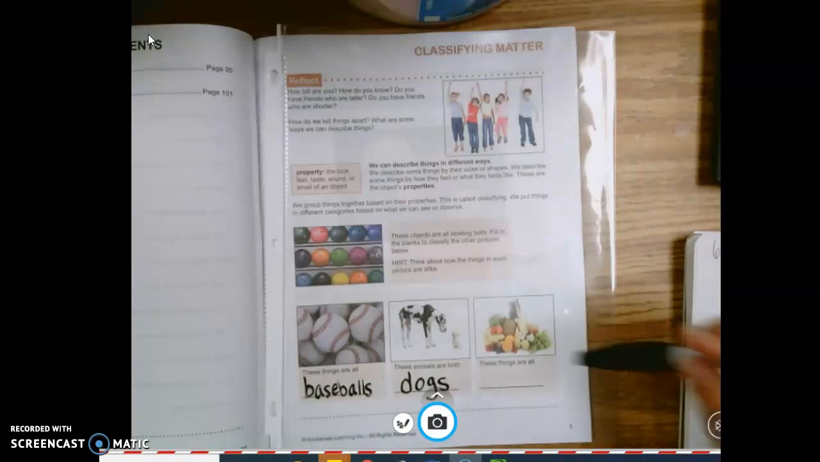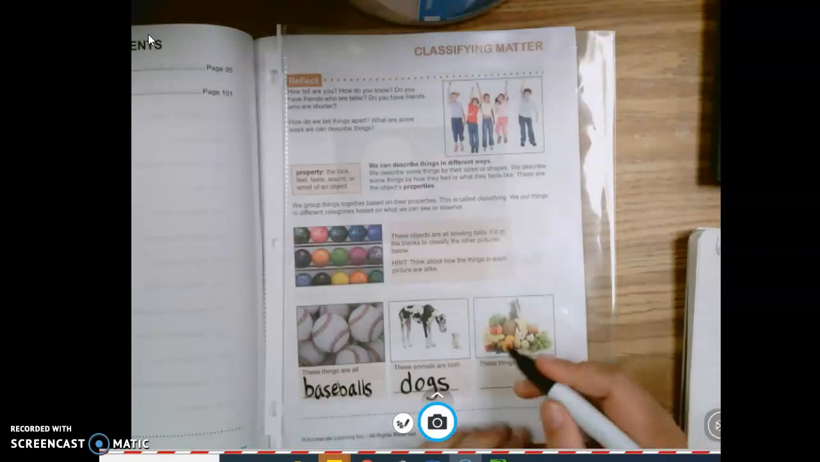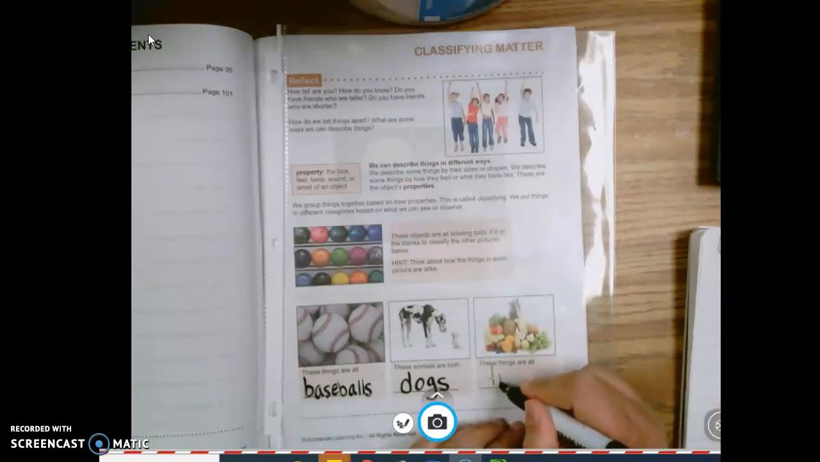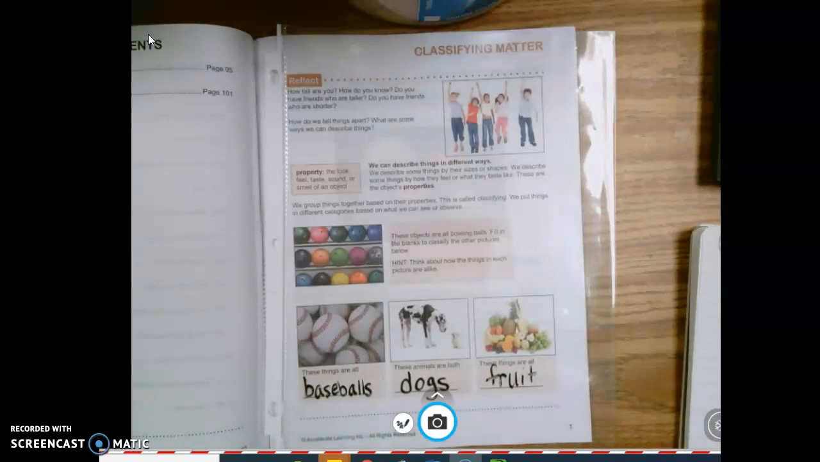Okay, last picture. Oh, I've got pineapples and grapes, and mango, oranges, blueberries, all my favorite fruit here. So what do all of these different items have in common? These things are all types of fruit. So I can write fruit here. And write it a little bit neater. You can see it. There we go. These are all types of fruit.